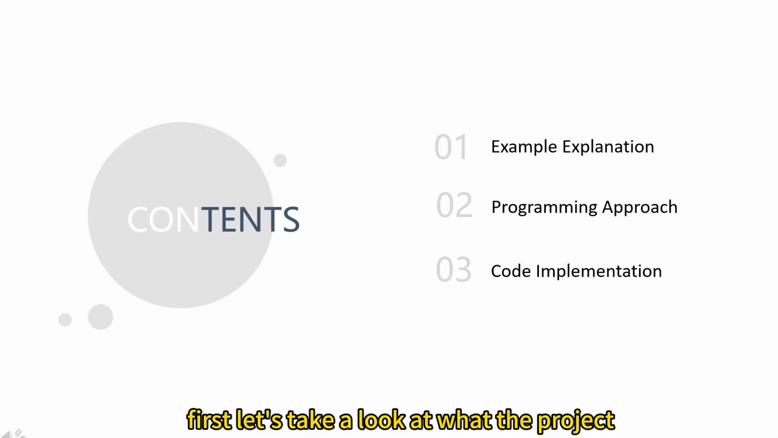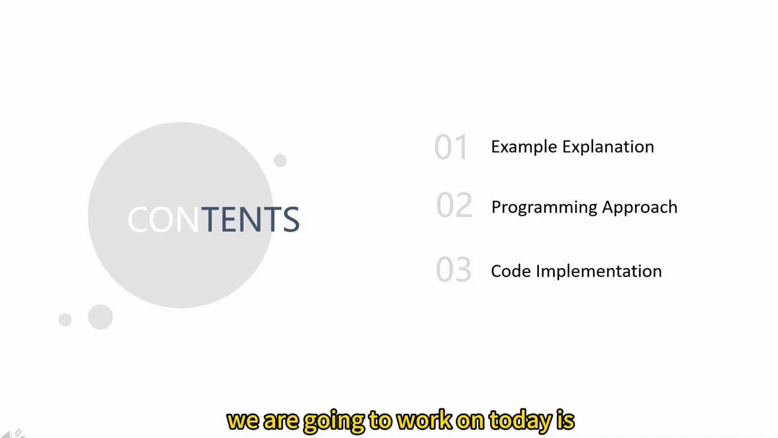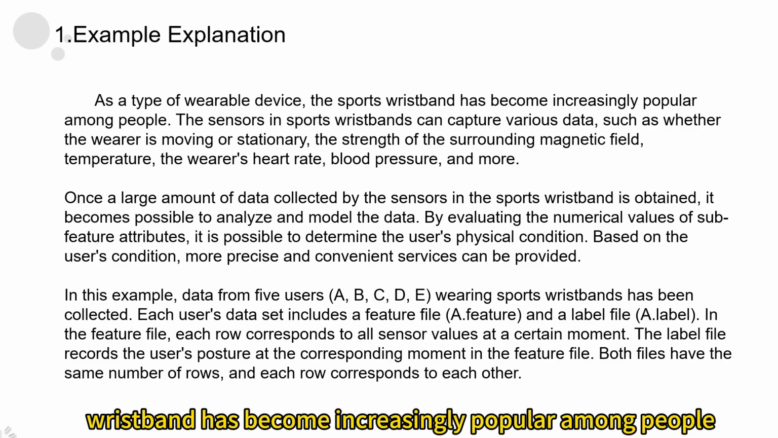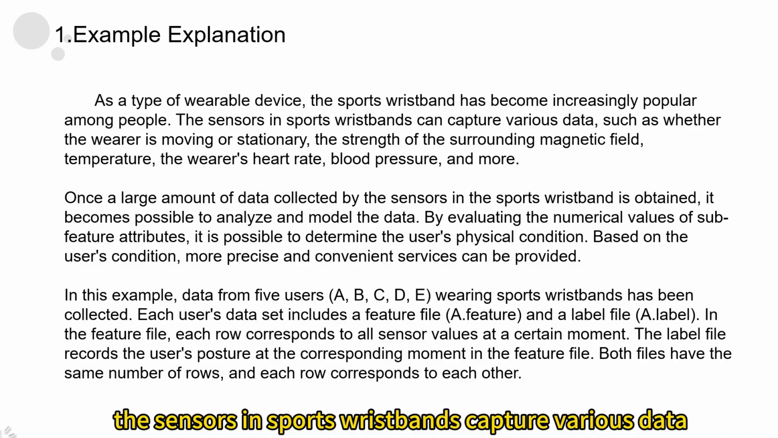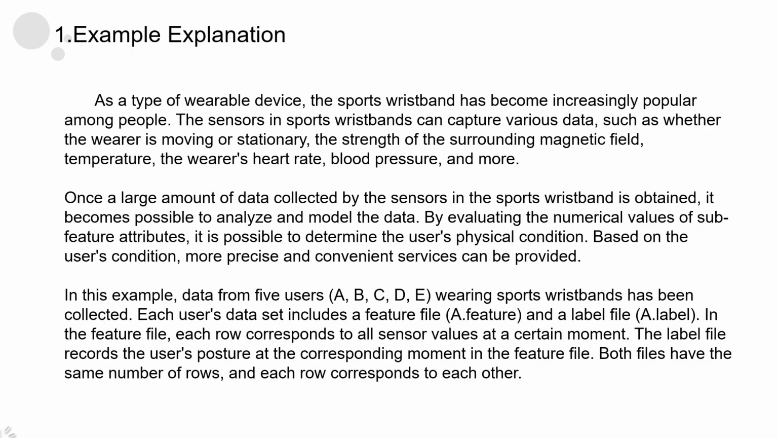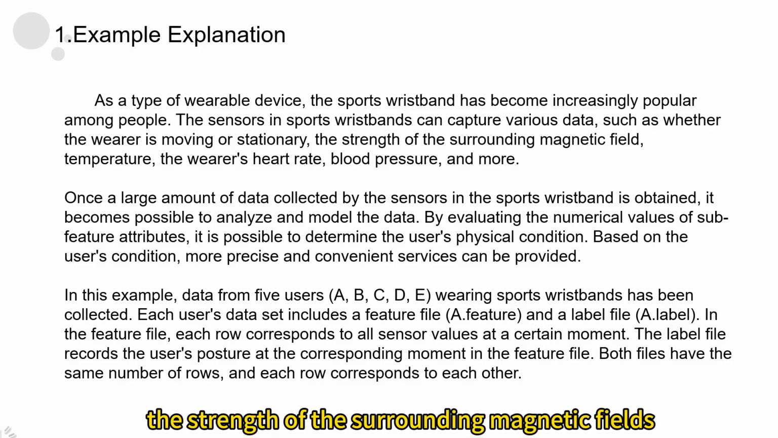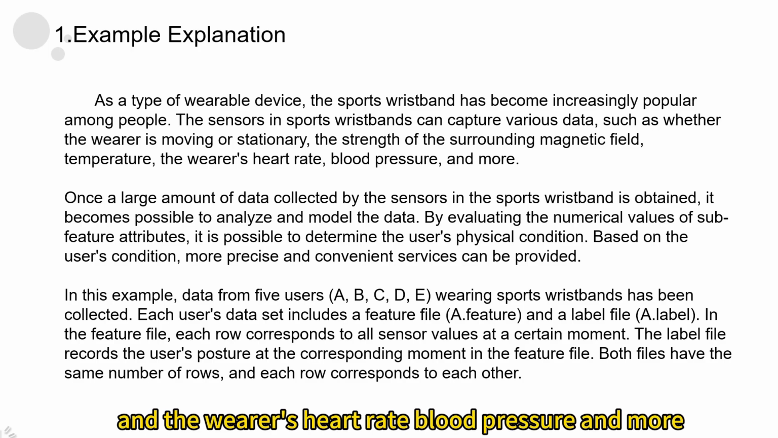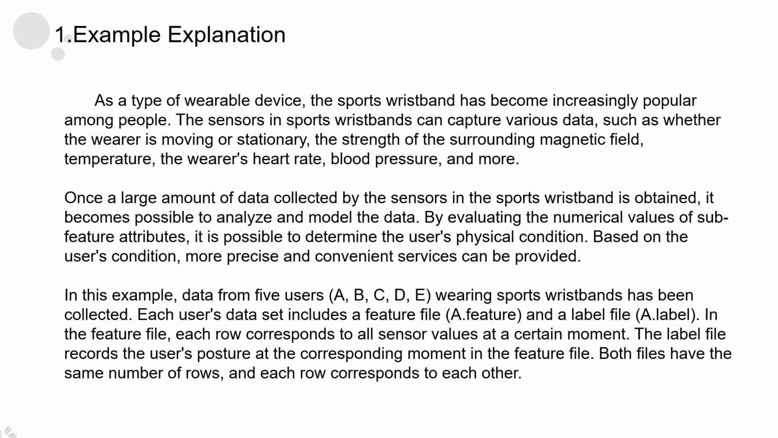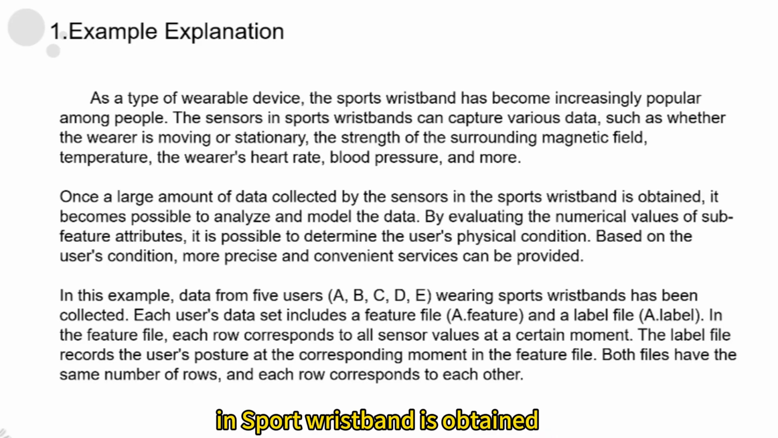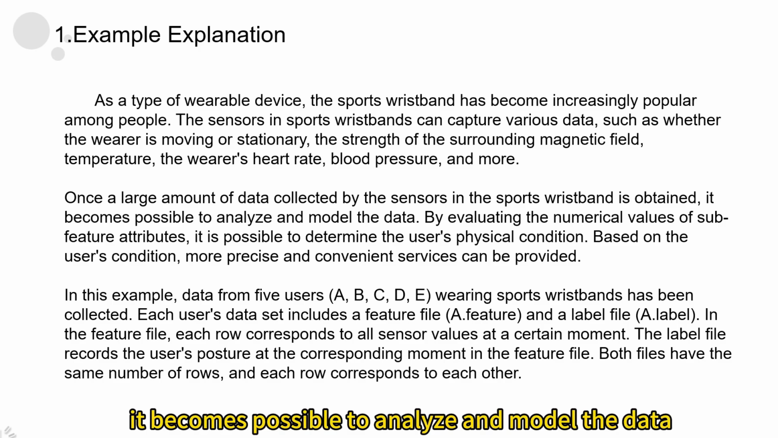First, let's take a look at what the project we're going to work on today is. As a type of wearable device, the sports wristband has become increasingly popular among people. The sensors in the sports wristband capture various data, such as whether the wearer is moving or stationary, the strength of the surrounding magnetic fields, temperatures, and the wearer's heart rate, blood pressure, and more.